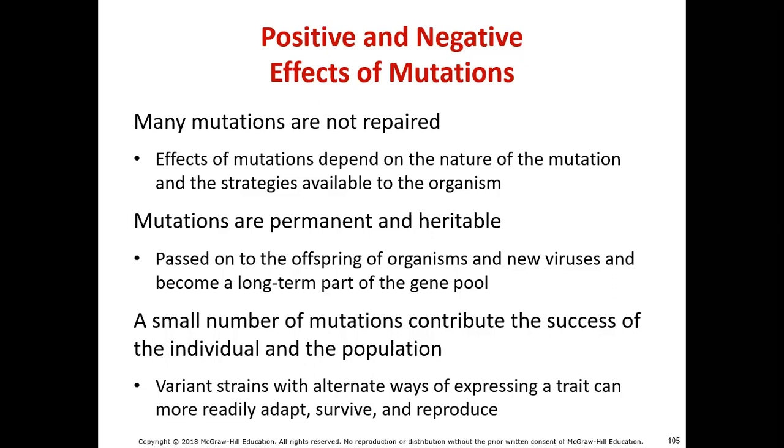A small number of mutations contribute to the success of an individual in the population. Variant strains with altered ways of expressing a trait can more readily adapt, survive, and reproduce, which is exactly what's happening with these variants of the COVID. The original COVID virus, they figure, talking to someone who has it, it might take you about 15 minutes to get infected. Now with these new variants that seem to replicate quicker, it's a shorter amount of time before you get infected, being exposed to someone.